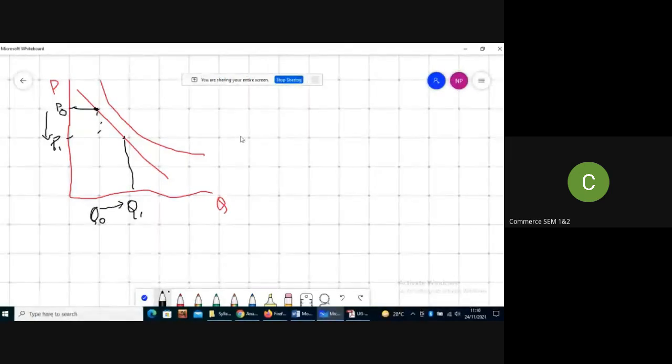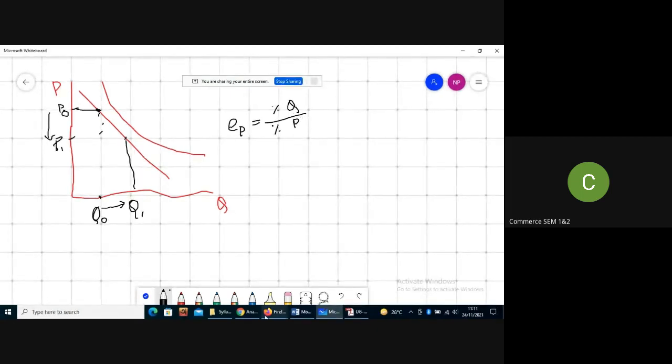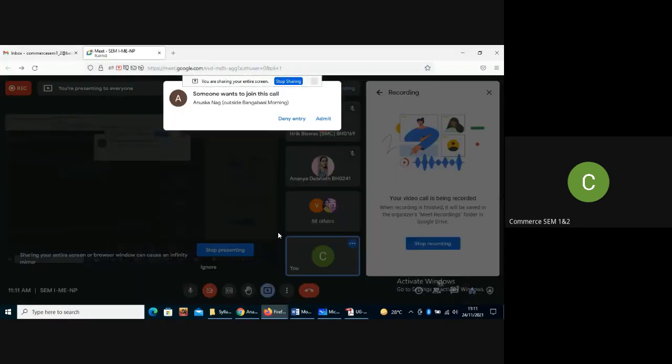Now, by elasticity, we are measuring, if the price changes by 1 percentage point, then what will be the percentage change in output of this commodity. So we can write elasticity, price elasticity, or we also call it own price elasticity, the price of the same good for which the change in price has occurred. So this is percentage change in quantity demanded divided by percentage change in price of that particular commodity. Is this clear? Yes, sir.